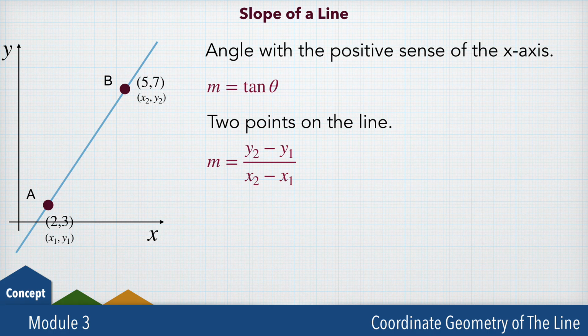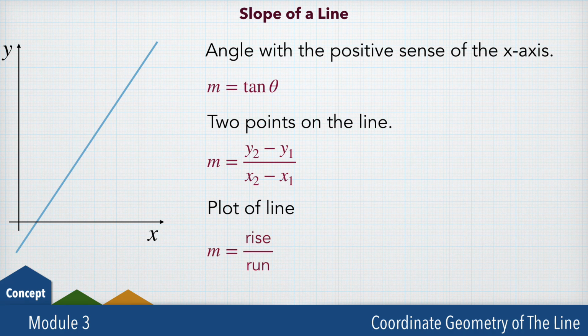If we are given the line drawn on a Cartesian plane, then the formula rise over run can be used. We start by drawing a right-angled triangle with the line as the hypotenuse. The vertical side of the triangle is the rise and the horizontal side is the run. The side lengths can be read directly from the axis and substituted into the equation.